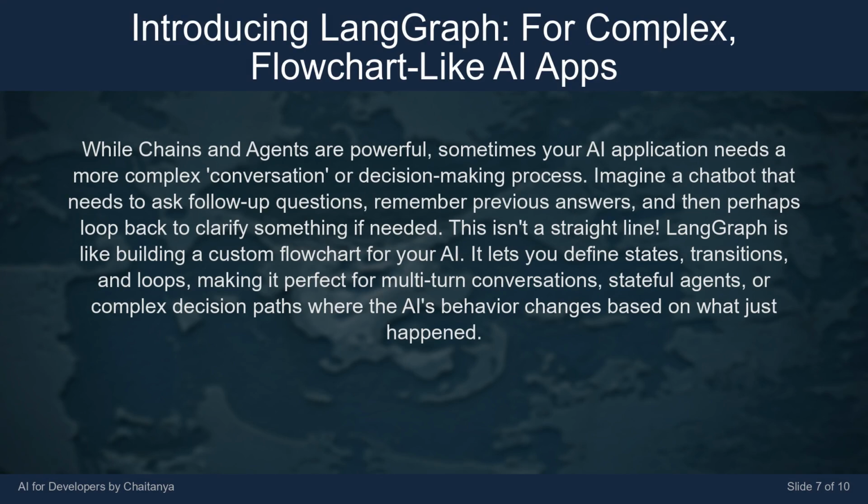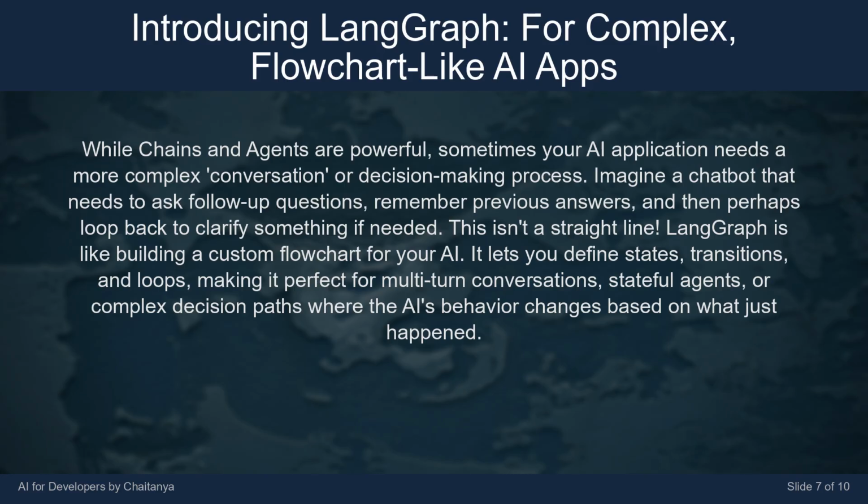While chains and agents are powerful, sometimes your AI application needs a more complex conversation or decision-making process. Imagine a chatbot that needs to ask follow-up questions, remember previous answers, and then perhaps loop back to clarify something if needed. This isn't a straight line. LangGraph is like building a custom flowchart for your AI. It lets you define states, transitions, and loops, making it perfect for multi-turn conversations.